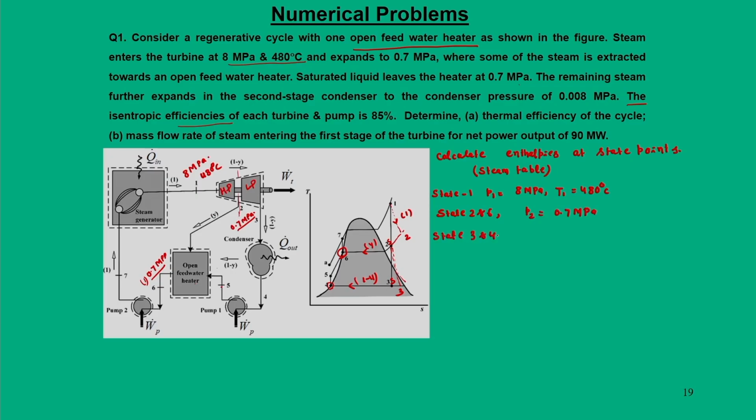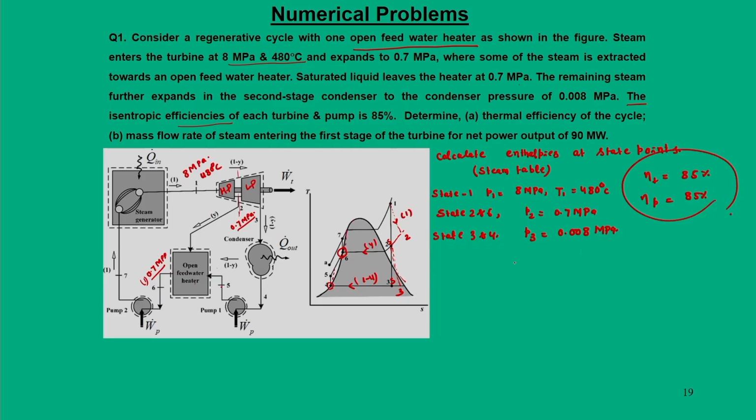For states 3 and 4, we have P3 as 0.008 megapascal, and some of them are saturated liquid and some will be in the saturated vapor state. Accordingly, we have the turbine efficiency as 85% and the pump efficiency is also 85%. So, this data is also given. Pump efficiency means here you can have another line like this.